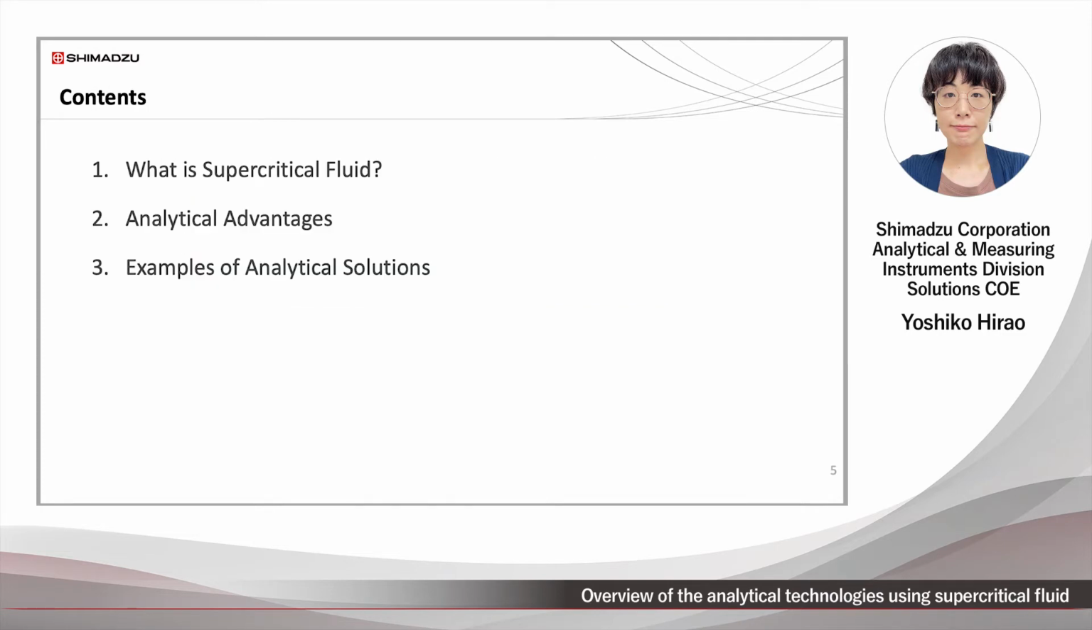Here are the contents of this topic. I'm going to talk about three main areas. Firstly, I will give the properties of supercritical fluid. After that, I will show you the analytical advantages of using carbon dioxide. Finally, I will introduce examples of analytical solutions.